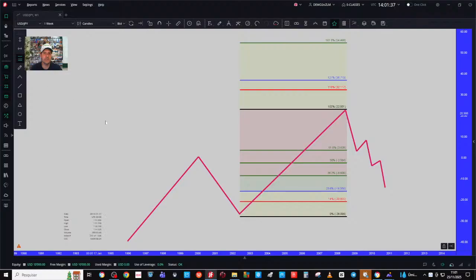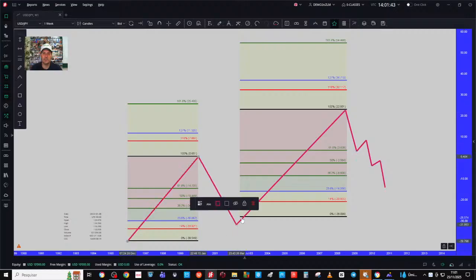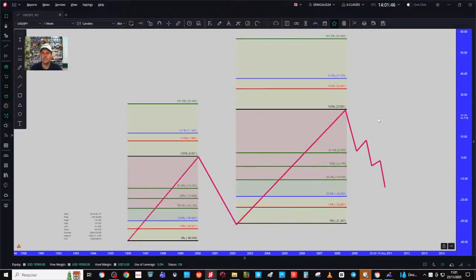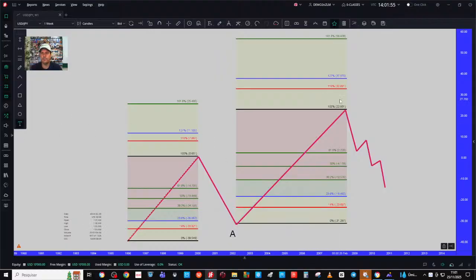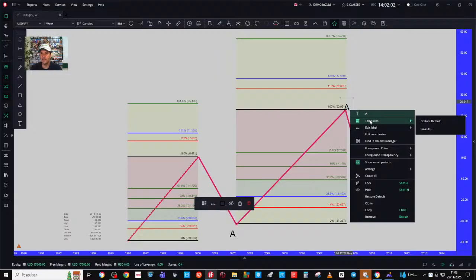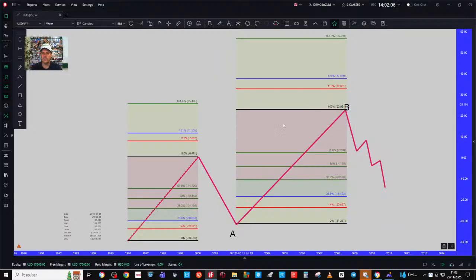Give me a second, everybody. Example, something like this. So down to here. And as always, the original Fibonacci is going to have the A, is going to have the B. Edit label, there you go. So it's going to be the B, and then we are going to have the C.